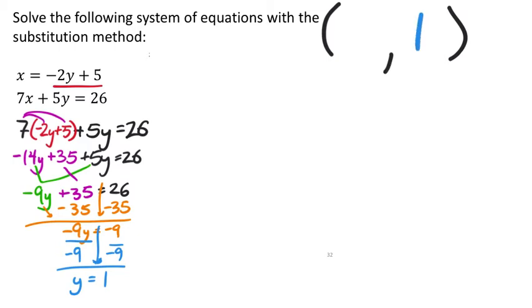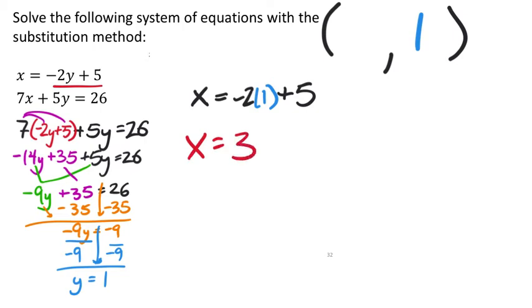It is 1. So now I'm going to go back to the first equation, which is x equals negative 2y plus 5. And I'm going to replace y with the y value that we found, which is 1, and that's also a pretty easy number to work with, right? So I just plug this into the calculator. It will tell me that x equals 3. So I now have the ordered pair (3, 1).